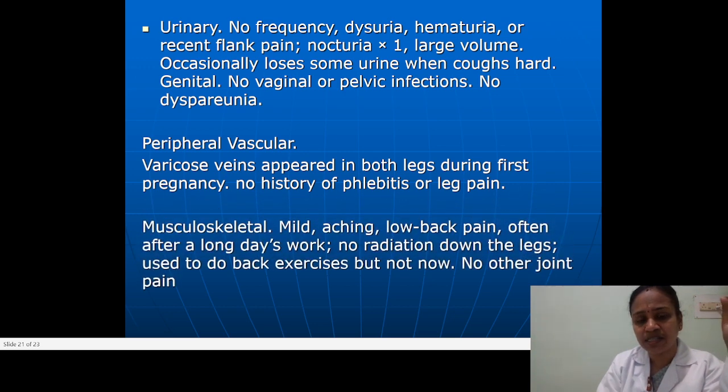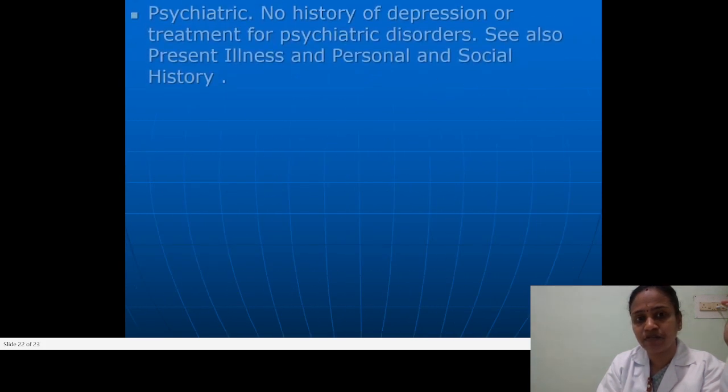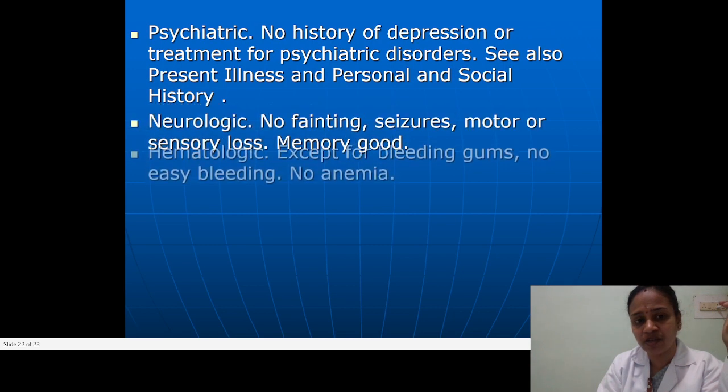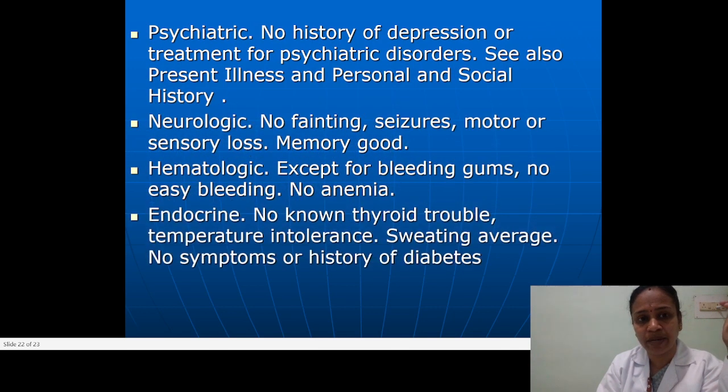Peripheral vascular system: assess for varicose veins in both legs, any pain they have, phlebitis, leg pain, all such things should be monitored. Musculoskeletal system: whether they have pain, back pain especially, you need to observe for that, and whether they regularly practice exercise, yoga, or walking.